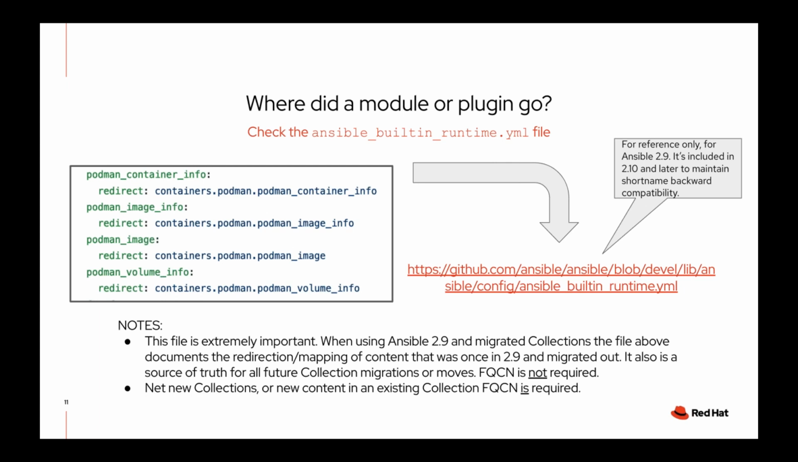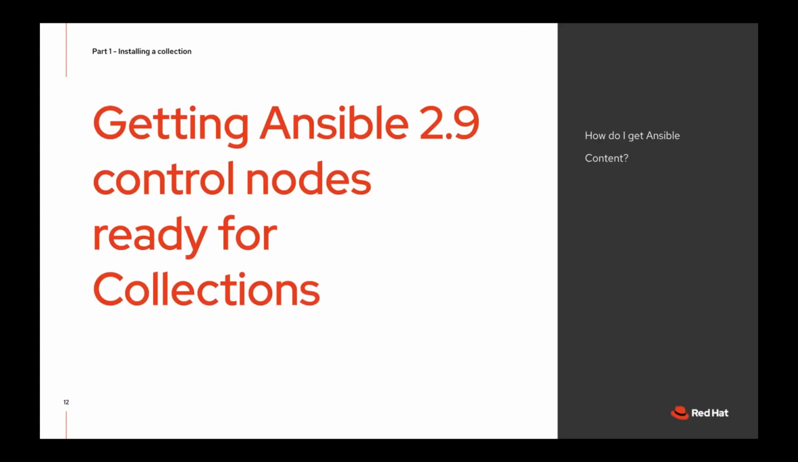We're going to talk a little bit about recommended practices, best practices here as part of playbooks, and then we'll go from there. I'm going to hand it over to Sean, and he'll talk more, hopefully much clearer than I can, about getting your Ansible 2.9 control nodes ready for collections, some examples, and then talking about troubleshooting and debugging. Sean?